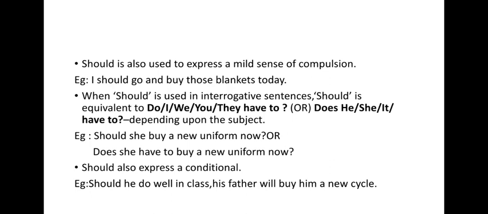Should also expresses a conditional. Now here conditional means a condition, something that depends on some other thing, a thing that will happen depending on something else. Are you getting me? This is what we mean by conditional. So we use should to express a conditional. For example, should he do well in class, his father will buy him a new cycle. So what is the condition of getting a new cycle? Only when he passes, right? So the sentence is, should he do well in class, his father will buy him a new cycle. I hope this is clear.